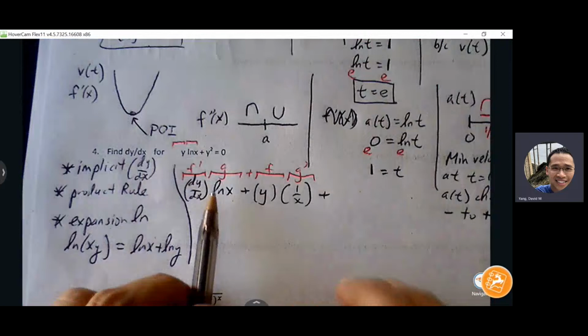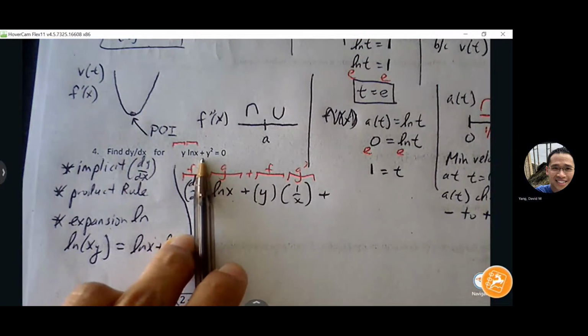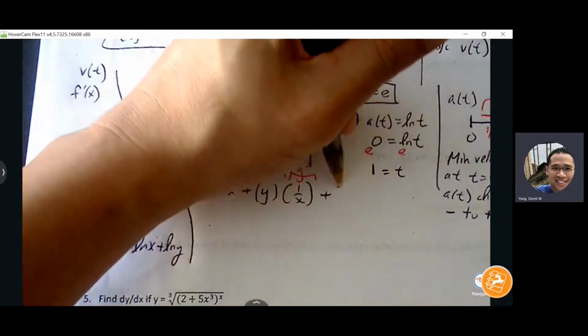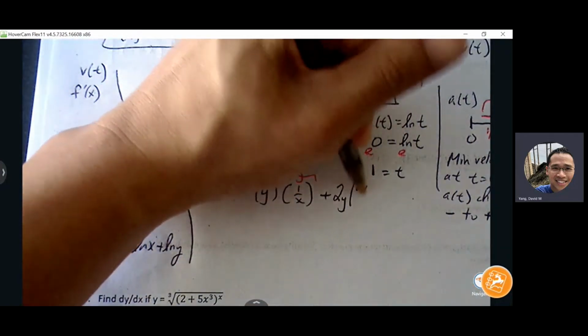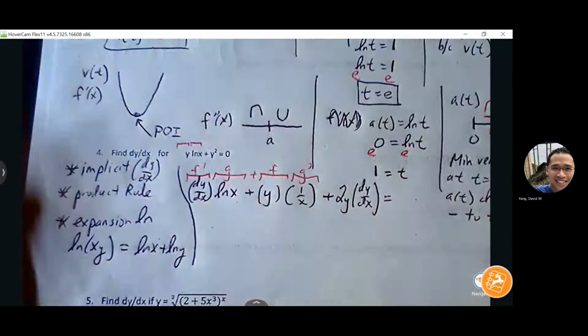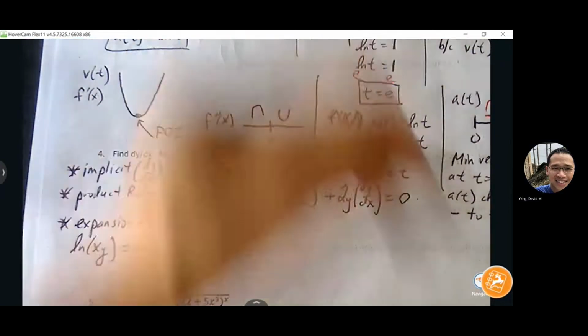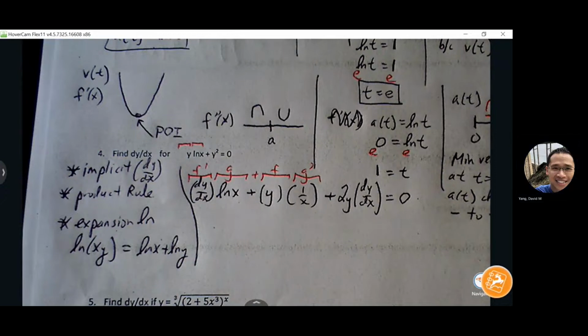Okay, so we took care of that product term there. Plus, we got to finish out the rest of the equation. Y squared becomes 2y. Good, 2y, but we just took y's derivative, so I need to collect my dy dx there. Equals 0.